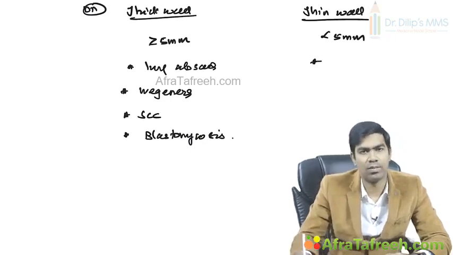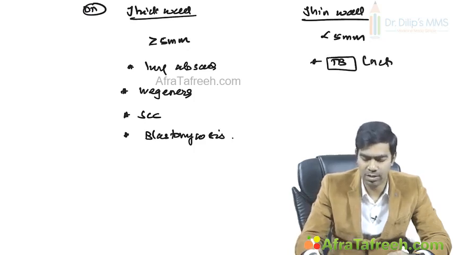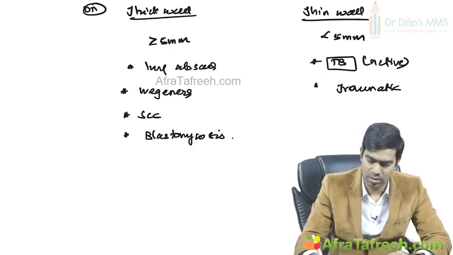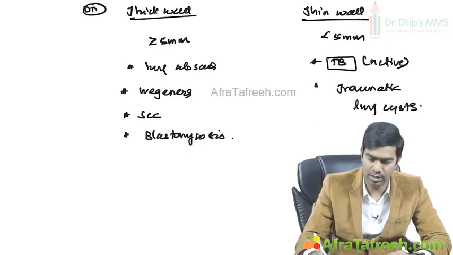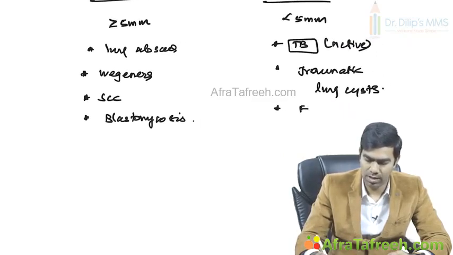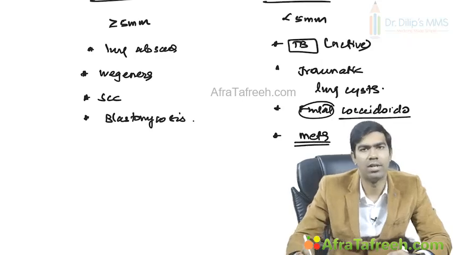Next, DD for thin-walled cavities, obviously you have to think about tuberculosis as a first possibility, especially active TB, which tends to produce thin-walled cavities. Then it can be caused by traumatic lung cysts. These are not true cavities, but cystic lesions. It can be seen with other fungal infections like coccidioidomycosis, and finally with pulmonary metastasis. Mets generally tend to produce a thin-walled cavity only.